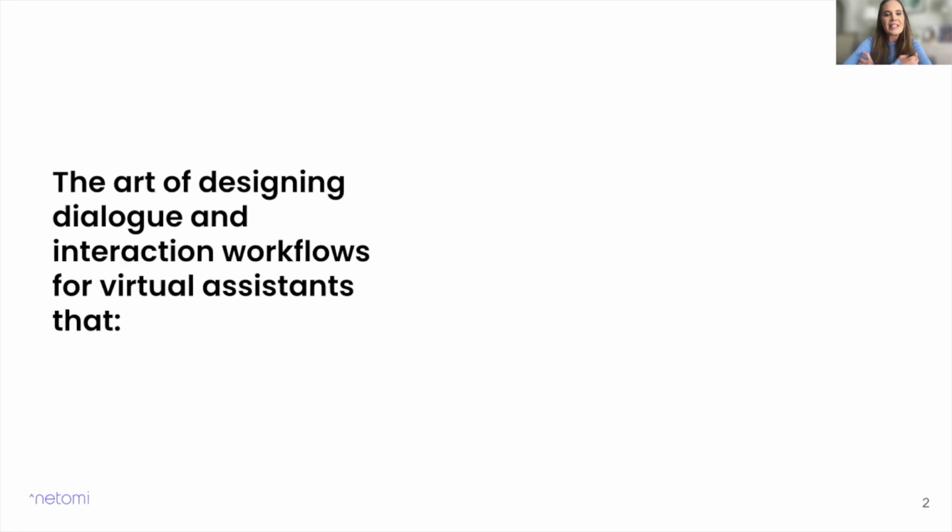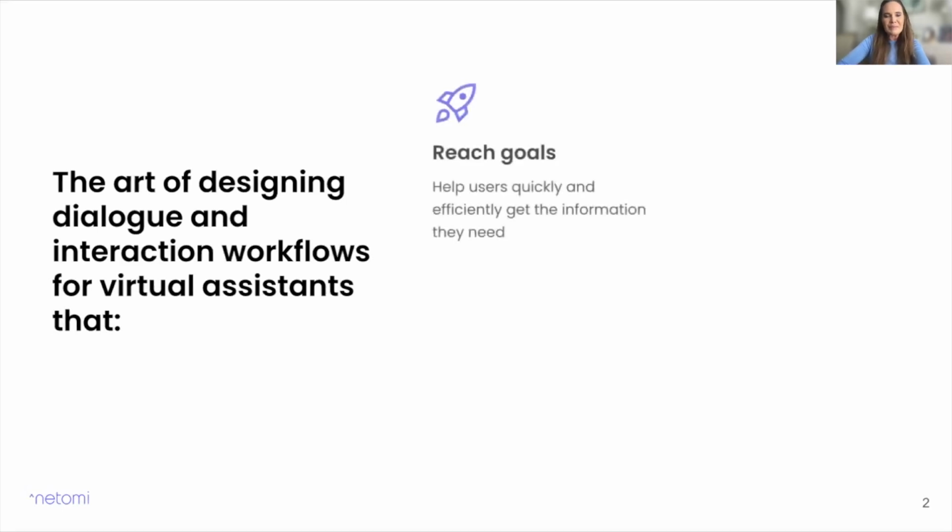And there's a couple of key things that we need to keep in mind. First and foremost, like I was just mentioning, we want to make sure that we're goal-oriented. We want to help our users reach their goal as quickly and efficiently as possible. Whether that's booking an upgraded seat on a flight or tracking an order, whatever it is, we want to help them get that information as quickly and effortlessly as possible.